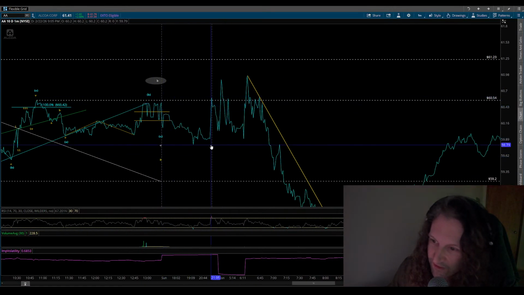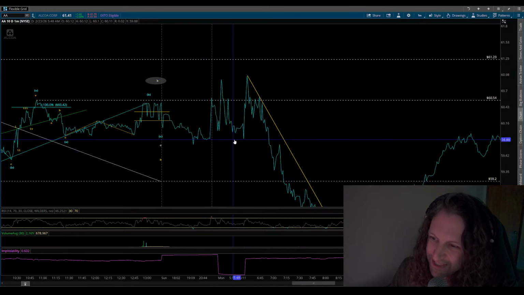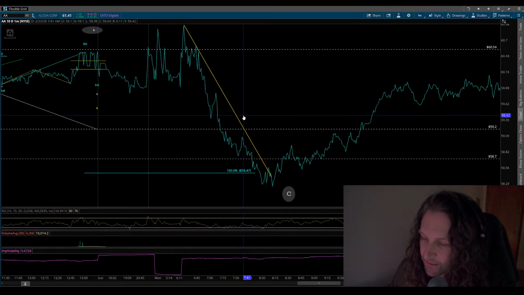Here we go. This would be wave A, and then this would have to be A, B, C. This huge choppy sideways thing is a wave B. This is why wave B sucks. Wave B is the worst. It can do whatever it wants. I hate it. And then wave C comes in really strong.